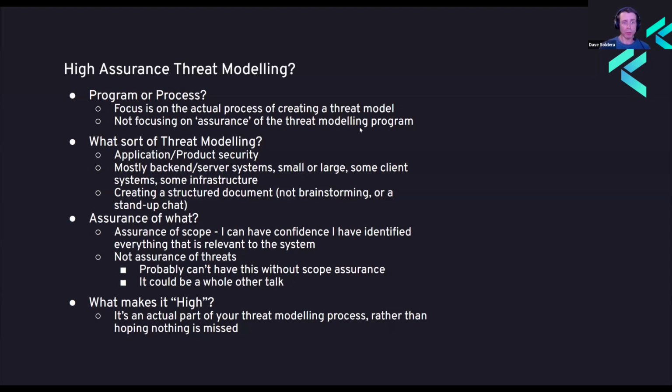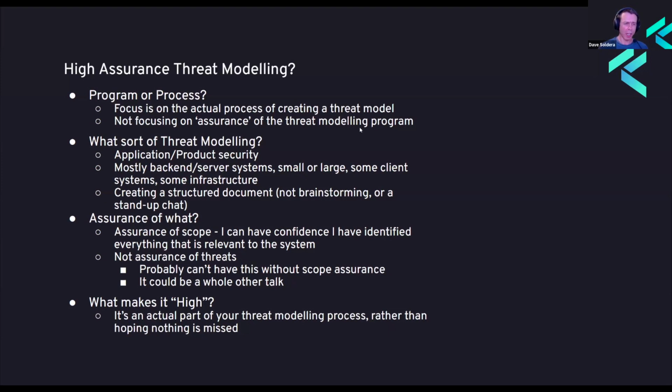And assurance of what? Well, assurance of scope. That's really what I'm going to focus on. I want to be able to have confidence I've identified everything that is relevant to the system that I'm threat modeling. Not really looking at assurance of threats today, although I don't think you could probably have assurance of threats without some sort of assurance of scope, but that could be a whole other talk.